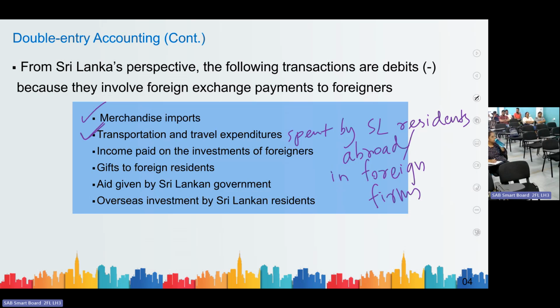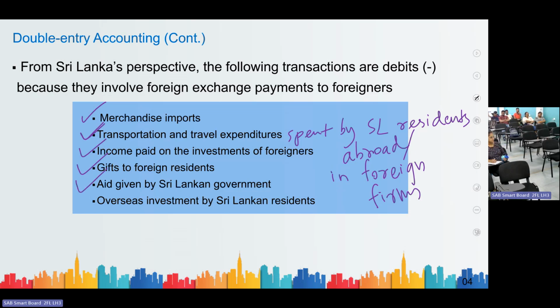Income paid on the investment of foreigners. Sometimes foreigners also can invest in Sri Lanka. So Sri Lankan firms have to pay interest payments to foreigners. So it's a foreign exchange outflow. In that sense, it's also going to be a debit transaction. Gifts to foreign residents, yes, there will be an outflow. It's a debit transaction. Aid given by the Sri Lankan government to other countries, it's an outflow.